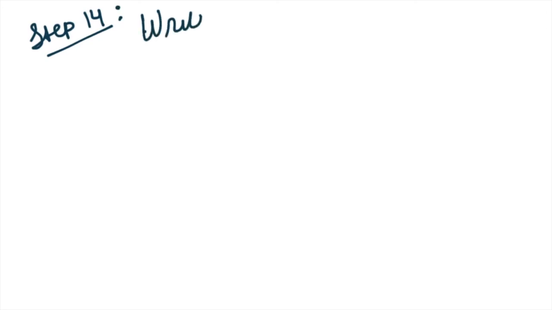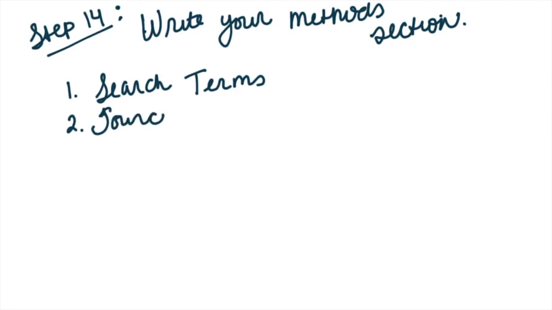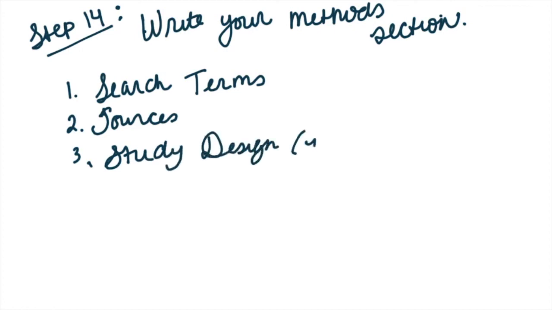Then you move on to the next step, which is going to be to write your methods section. Your methods section is going to include, you're going to go back to your journal that you wrote, and you're going to tell the reader what exactly you did. The purpose of the methods section is so that if another researcher wanted to replicate your study, they could do that by following the instructions and doing exactly what you did. So you're going to put your search terms, sources, and study design.